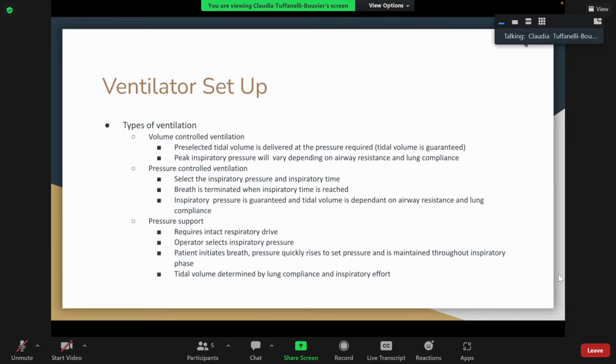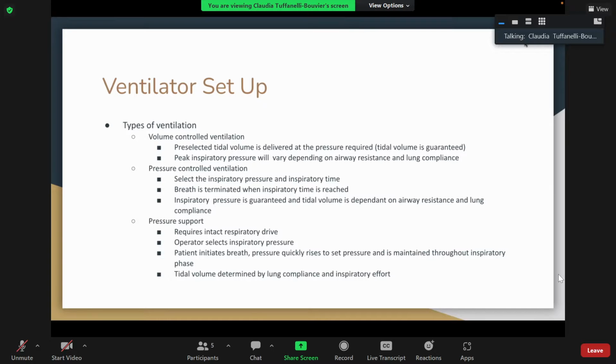The next would be pressure controlled ventilation. This is kind of the opposite. Here, you're going to set the pressure. You're going to put in a specific pressure and inspiratory time, and that's how much pressure you're going to allow. The breath will be terminated when that inspiratory time is reached. So you'll say the person has 8 seconds to take a breath. Inspiratory pressure is guaranteed, and tidal volume is dependent on the airway resistance.